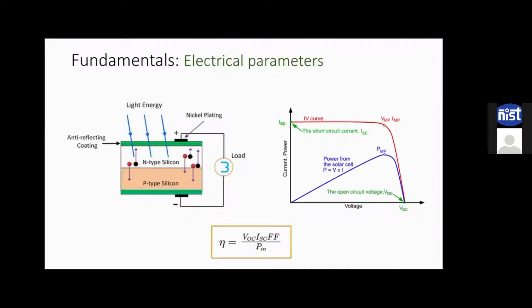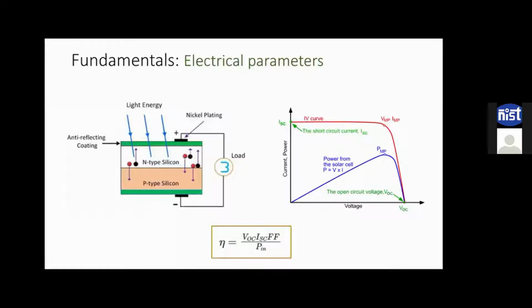Obviously, we are not going to operate our solar cell either in short circuit condition or in open circuit condition, because we want some power from the solar cell. So once we connect a load to use the power that your solar cell is generating, this point is called the maximum power point. That tells you the maximum power that you can extract to your load.